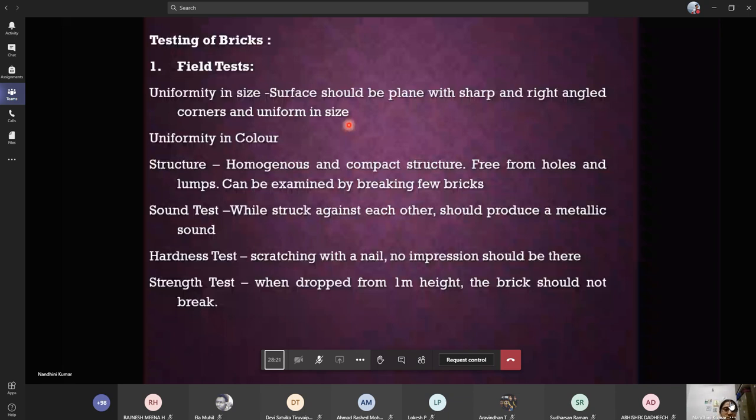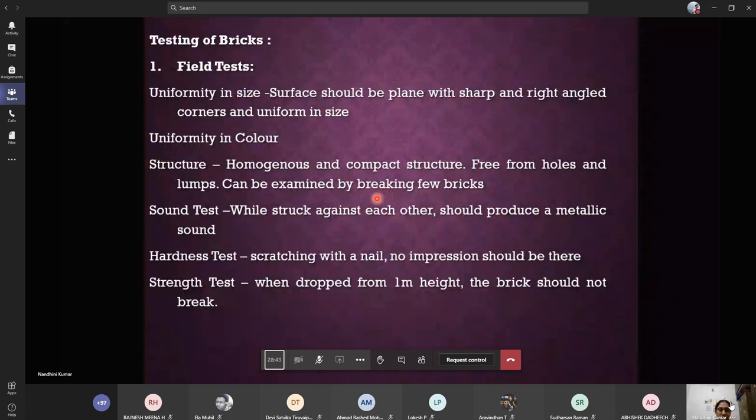Uniformity in color. Structure: a homogeneous and compact structure, free from holes and lumps, can be examined by breaking a few bricks. You can take a brick and break it with a trowel, and see whether it is uniform in the mid or not. If it is uniform in the mid, it is a good brick. If the color varies, then that is not proper.